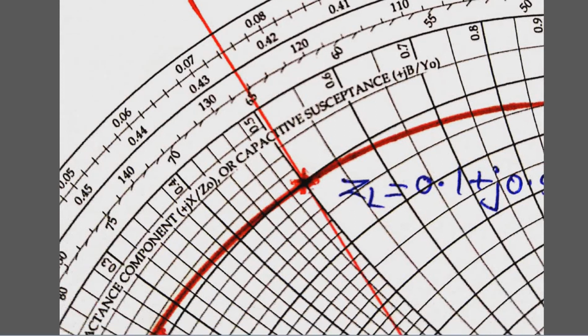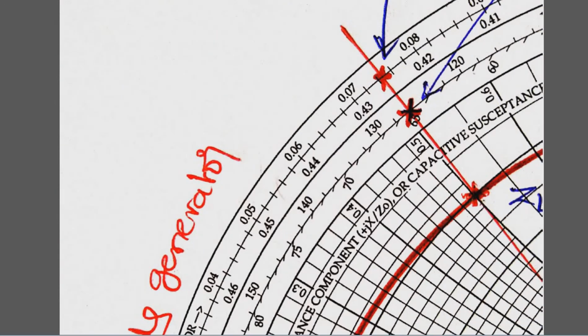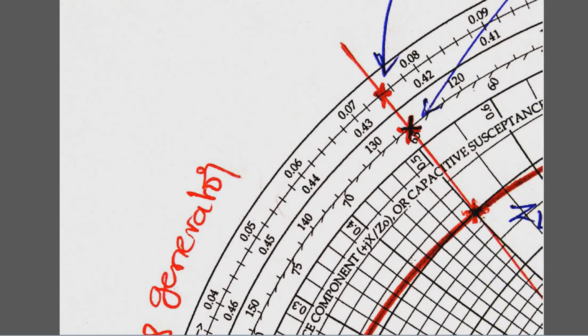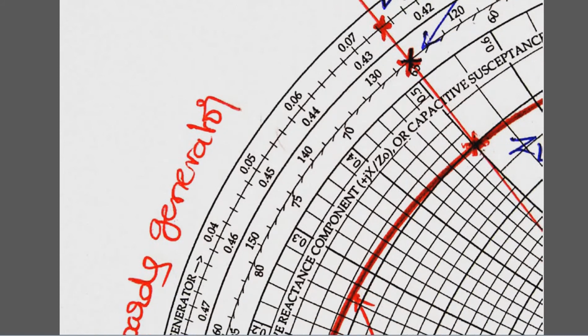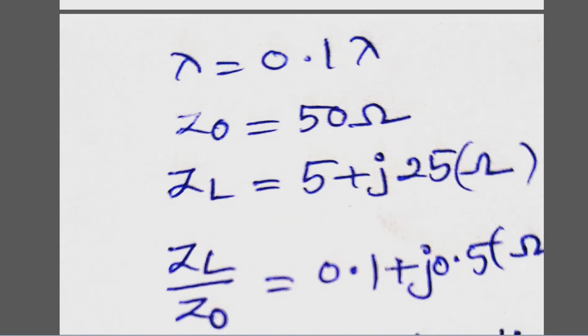Then we will move to the regular graph, which is clear for you. See that extended line from ZL onto the angle of reflection and wavelength. This is the wavelength, this is the angle of reflection. See those values.